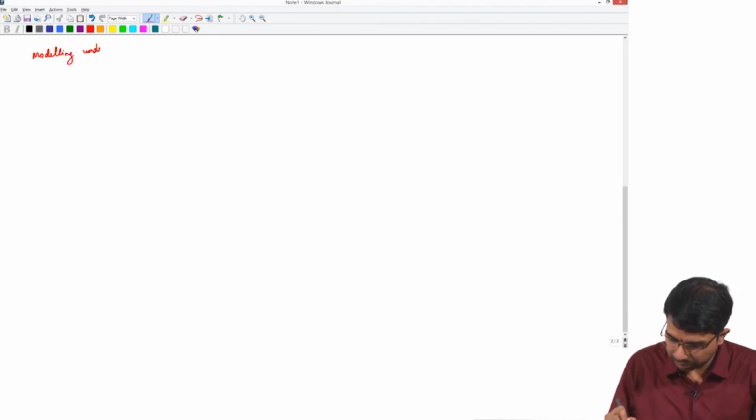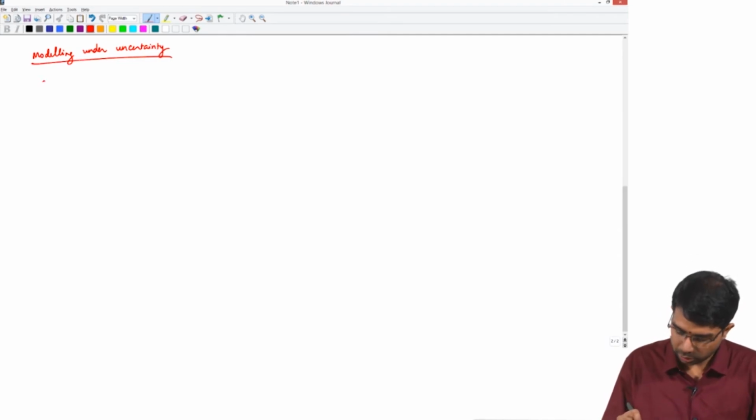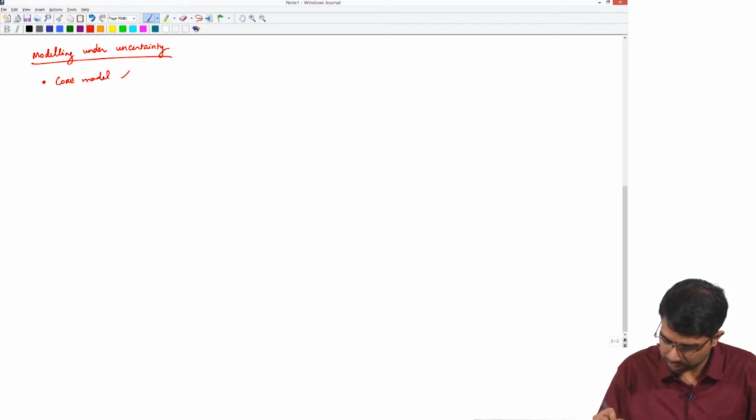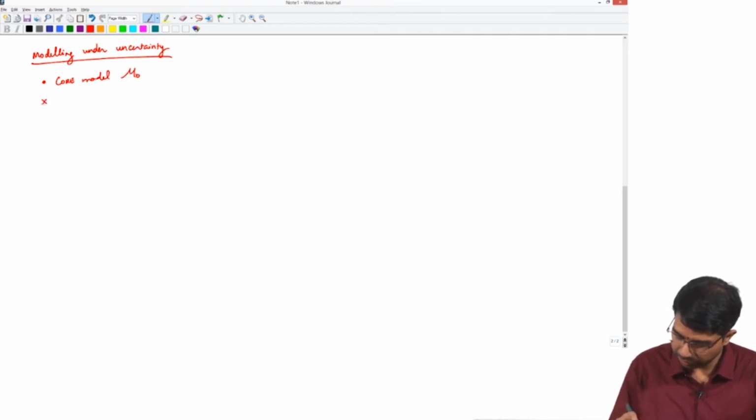So, modeling under uncertainty, how do you go about this? What Kupfer et al. did was they had a core model, let us call this M0, and then they had a bunch of hypotheses.